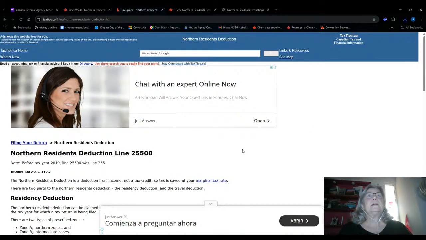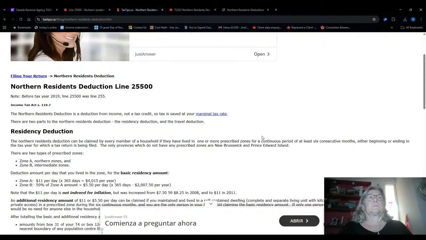We don't need that. So very simply, taxtips.ca. Okay, and this is about filing your Northern Residents Deduction. If you're behind on your taxes before 2019, it's line 255. Now it's 25,500. It's under the income tax section 110. The Northern Residents Deduction is a deduction from income, not a tax credit. So tax is saved at your marginal rate.